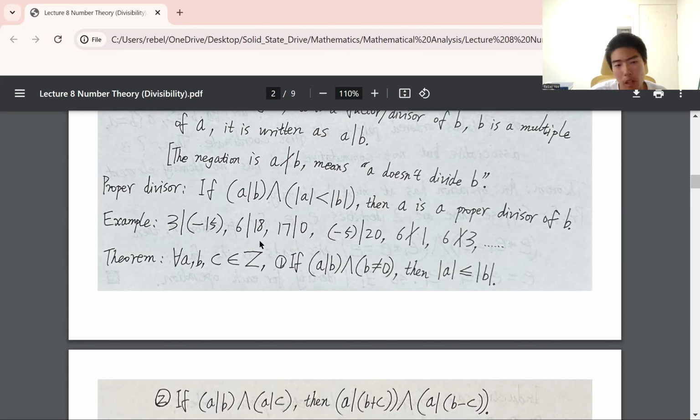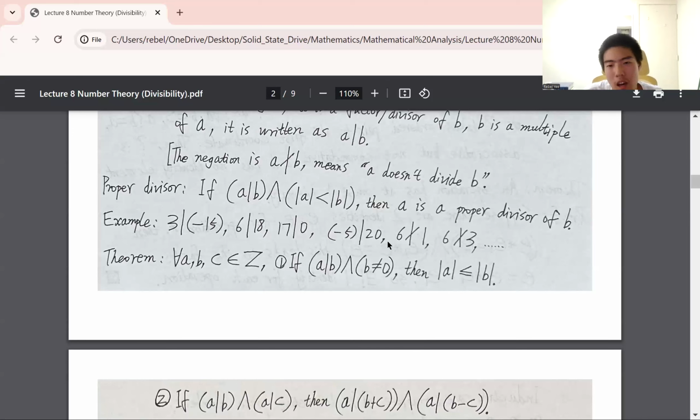Okay, some examples of that: 3 divides -15, because we can compute -5. 6 divides 18. 17 divides 0. This is a very interesting thing. Every number divides 0, because you can imagine 0 divided by anything leaves 0. So everything divides 0.